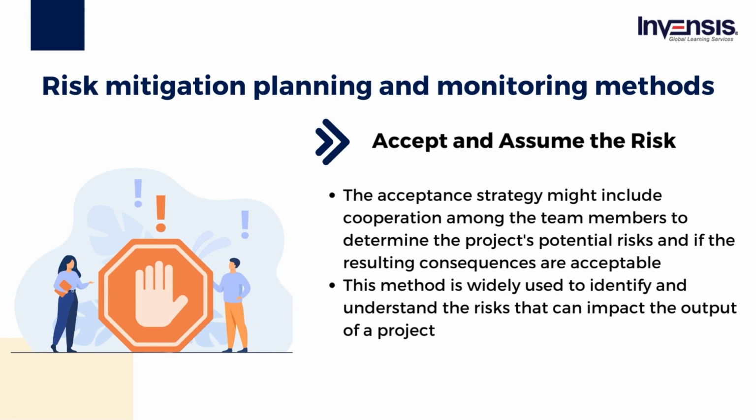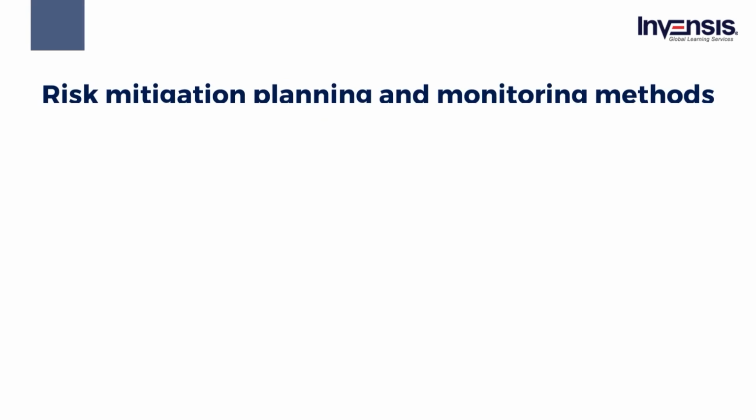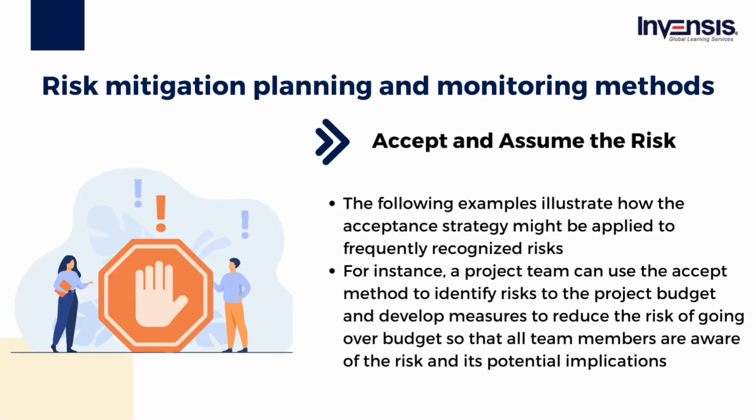The acceptance strategy might include cooperation among the team members to determine the project's potential risks and if the resulting consequences are acceptable. In addition to recognizing risks and their associated effects, team members can also identify and assume the risk's potential weaknesses. This method is widely used to identify and understand the risks that can impact the output of a project. Its objective is to bring these risks to the company's attention so that everyone working on the project has a shared awareness of the risks and their consequences. The following examples illustrate how the acceptance strategy might be applied to frequently recognized risks.